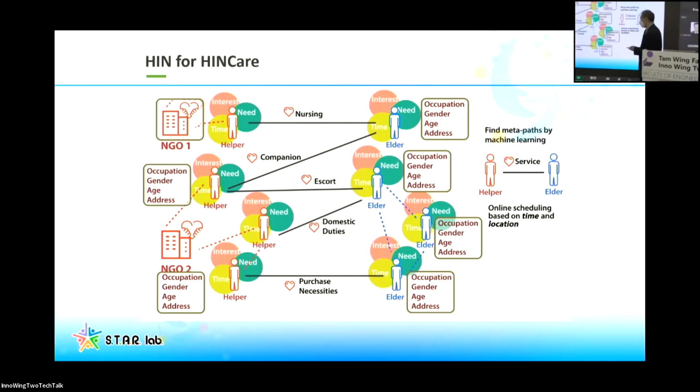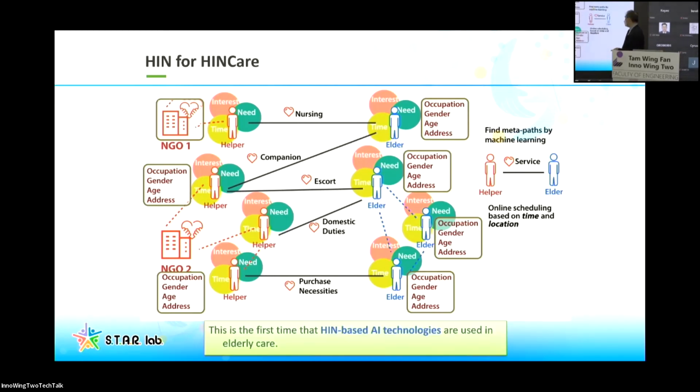Our goal is to use the meta path to analyze this HIN in order to find out the best pairs of matches between the elders and the helpers. And interestingly, no one has done this before. No one has applied this kind of HIN-based method to the recommendation of services.